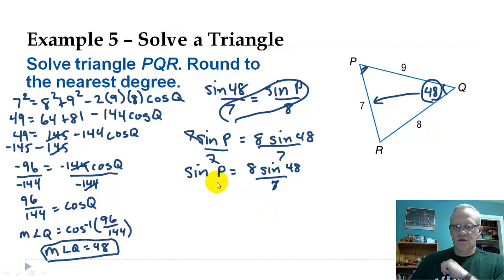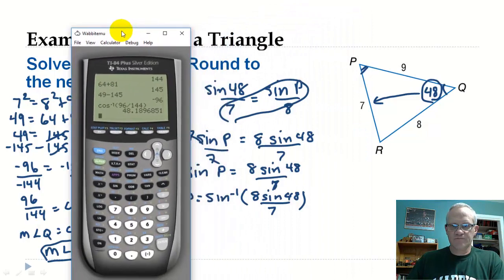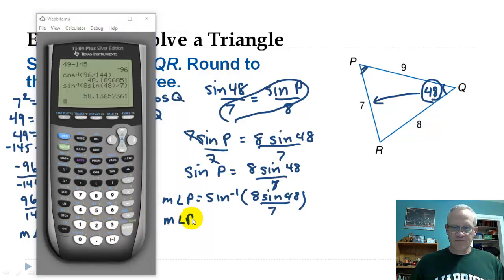And then remember, when we move that sine over to get P by itself, that's the inverse sine, so the measure of angle P will equal the inverse sine of 8 times the sine of 48, all over 7. Okay. Calculator, let me move it over here. Let's type this in. Second function sine, so that's inverse sine of 8 times the sine of 48, close parentheses, divided by 7, close parentheses. That looks like it's going to be about 58. And so the measure of angle P is about 58.